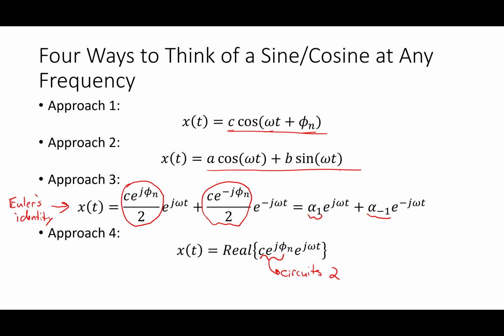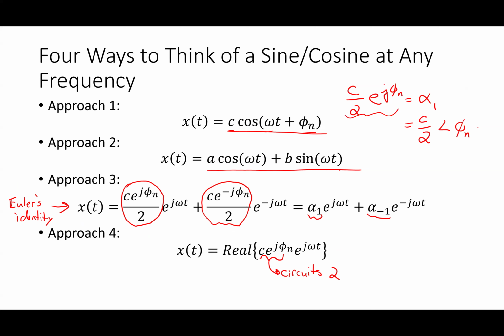So if I think about this, this gets you guys confused. But if I tell you I have C over 2 e to the j phi n, and that's equal to alpha 1, that guy is a complex number, and he has a magnitude and a phase. You guys don't like it when we write it in a complex exponential form. If I wrote that in polar form, how would I write this in polar form? C over 2 is the magnitude, and the angle phi n is its angle.